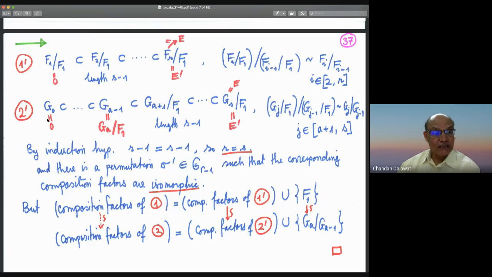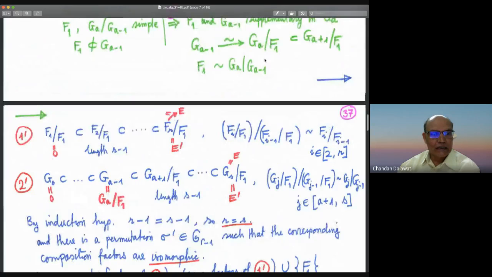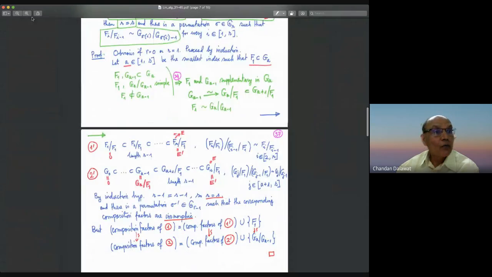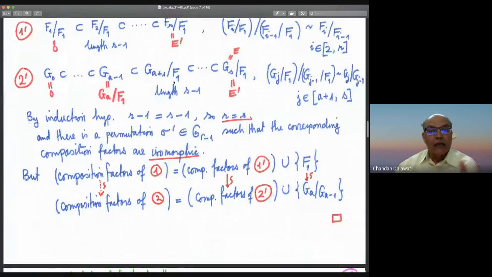And the second composition series is just G_0 up to G_{a-1}. But G_{a-1}, remember, we had identified it with G_a modulo F1. And then the next term is G_{a+1} modulo F1, and so on, up to G_s modulo F1. But G_s is the whole of E, and therefore G_s modulo F1 is E prime. E prime was defined as E modulo F1. Well, okay. The length of this series is obviously s minus 1.